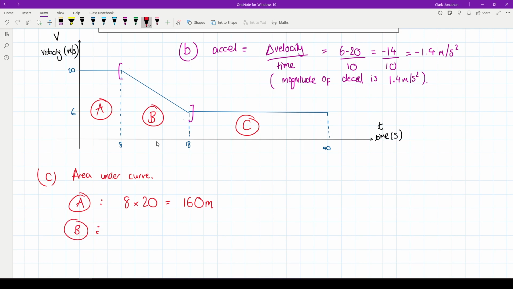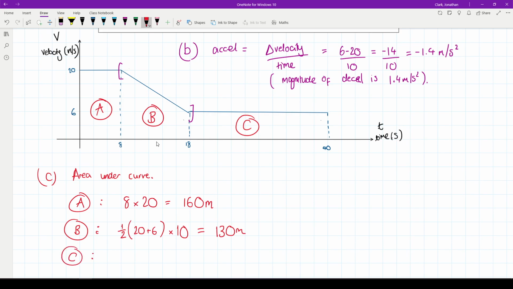This trapezium here, the formula for a trapezium is a half times a plus b. A and b are the parallel sides. So what we've got is 20 and 6. And the base of the trapezium, 8 to 18, that's a change of 10. So I've got a half times 26 times 10. And I can do this without the calculator, which is going to work out as 130 meters travelled.